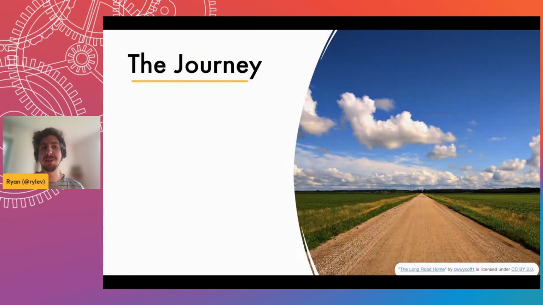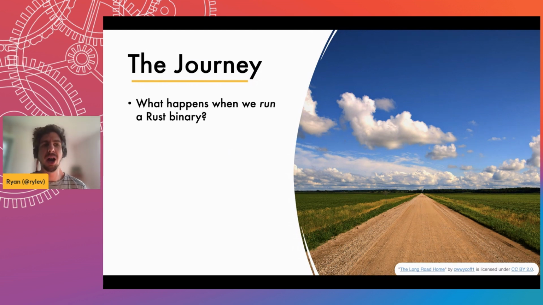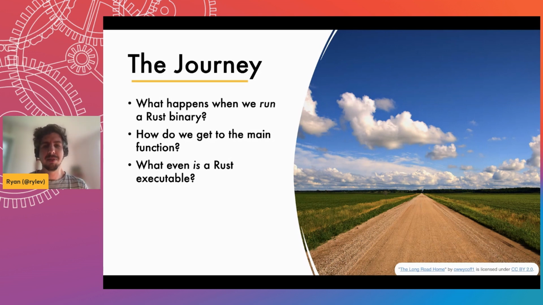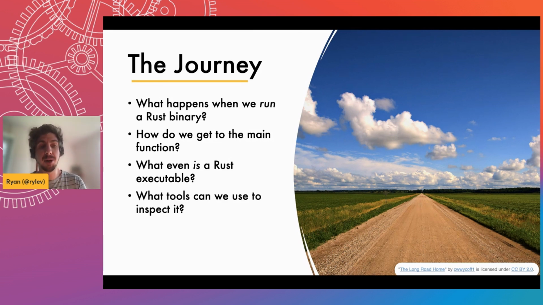So the journey that we're going to be taking together is to answer a couple of questions. The first question is, what actually happens when we run a Rust binary? What's happening in the computer? What's happening in the operating system? How do we actually get to our main function? What even is a Rust executable? What does that even mean? The answer might surprise you. What tools can we use to inspect Rust executables so that we can look into them?